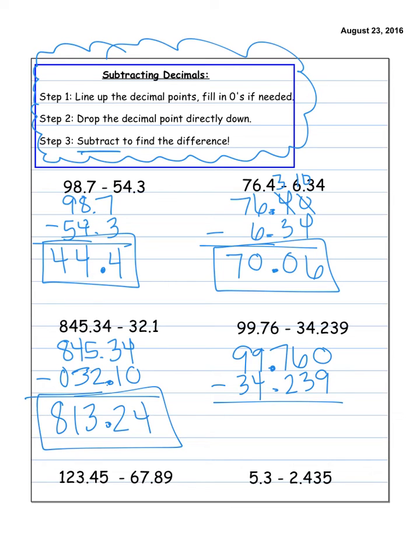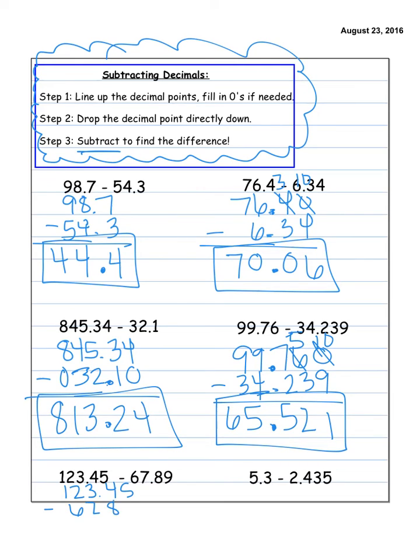Add a 0. Carry over, so 5, and then 10. 10 minus 9 is 1, 2, 5, 5, and 6. 65 and 521 thousandths. For this last one, I'm going to try to shove it right on the bottom here. So 123 and 45 hundredths minus 67 and 89 hundredths.